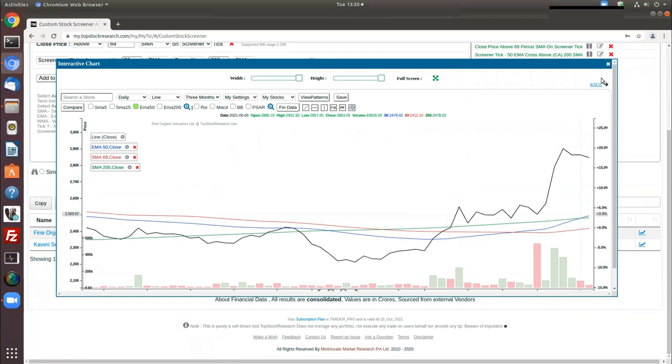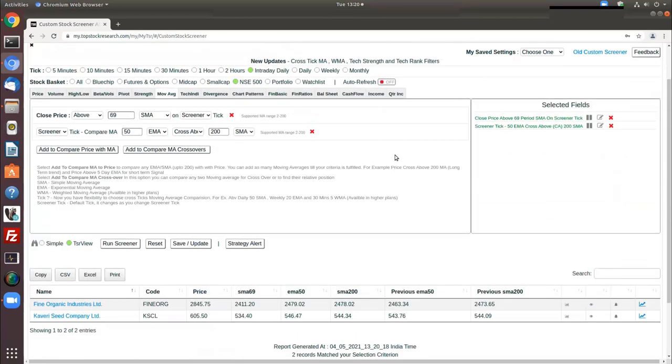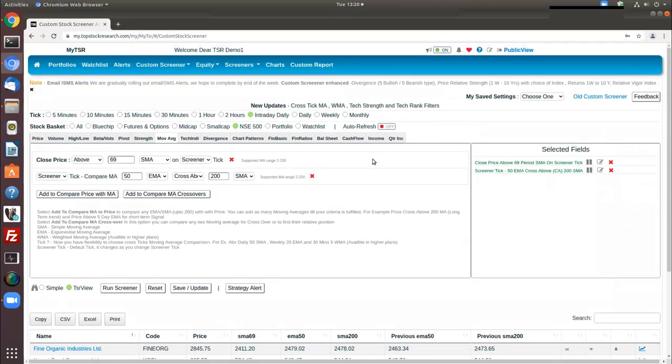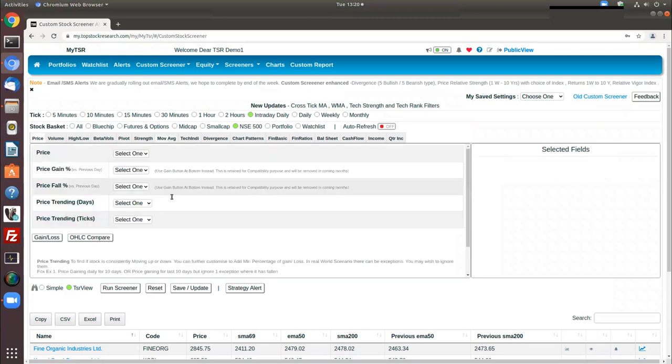So the point which we are trying to highlight over here is it gives you an extreme level of flexibility to add moving average. You can do EMA versus SMA or WMA. You can choose an MA of your choice. You can also choose 199 instead of 200. So that level of flexibility is available here. The next one which we want to showcase is technicals.